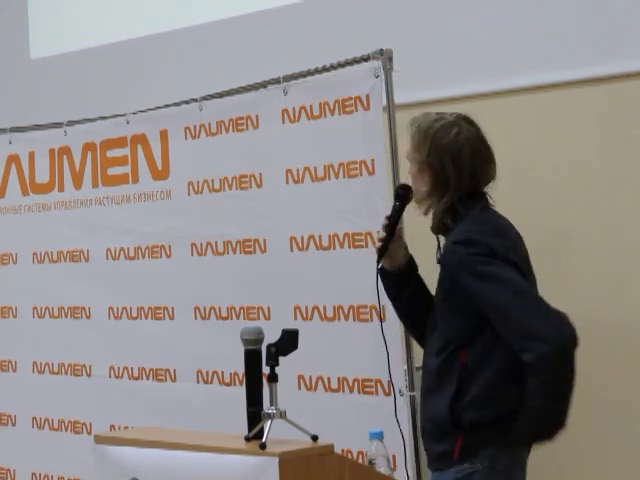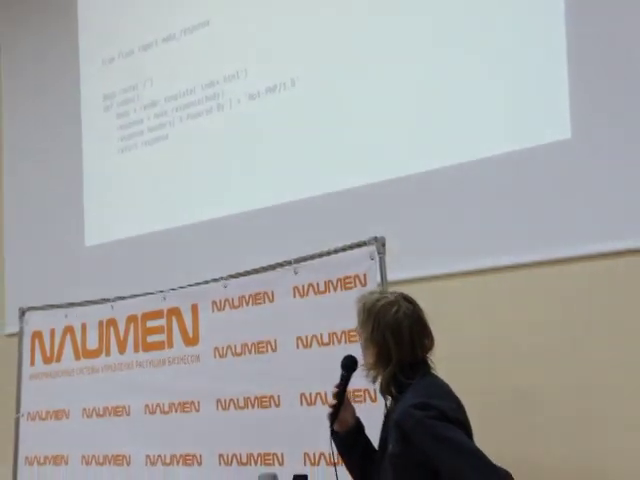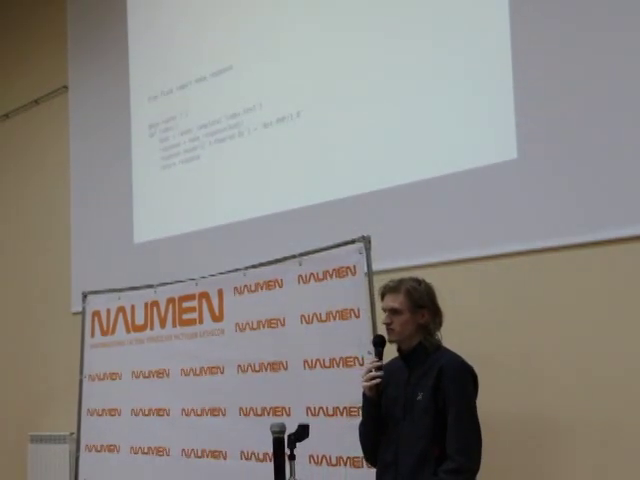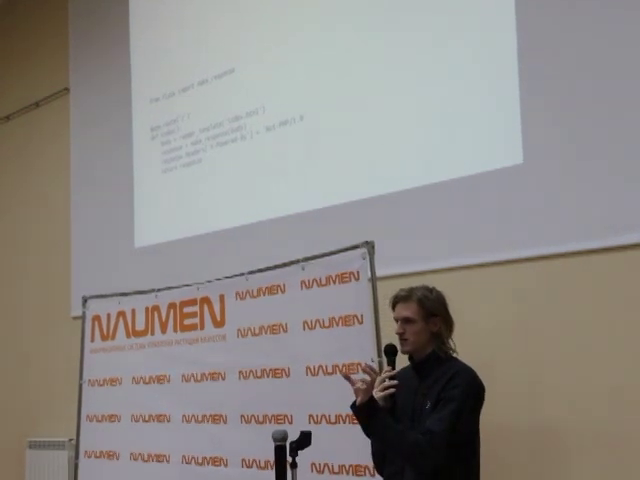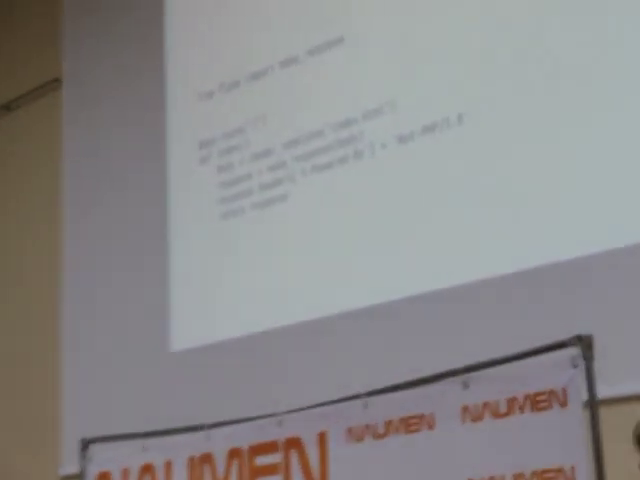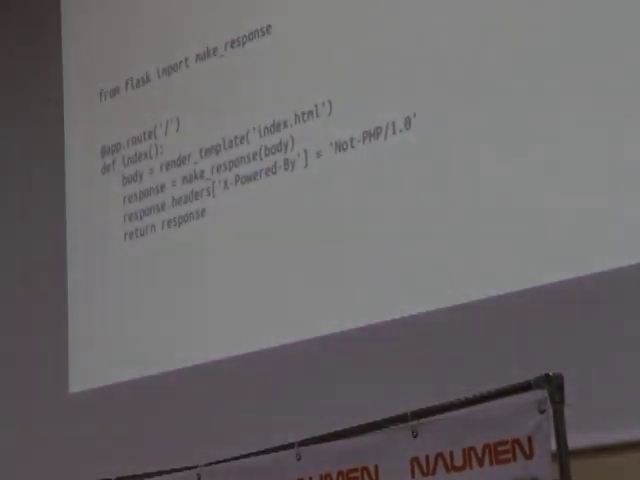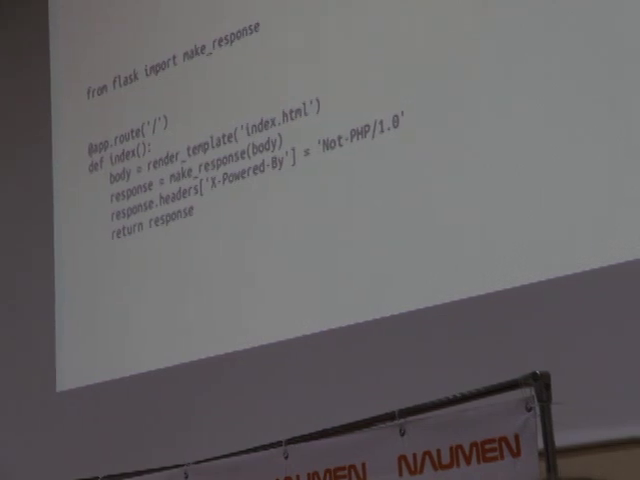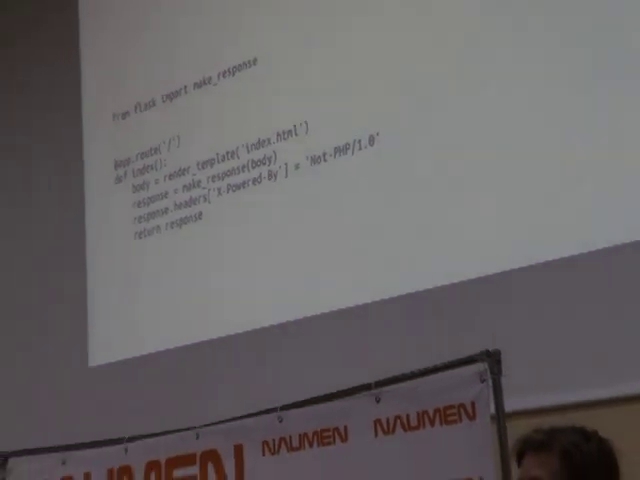So what do you do if you want to add a custom header to this? Option one is you do this. You import the function make_response, and then you wrap your return value with that make_response, and you get a response object you can modify. Alternatively, you can, like in Django, create the response object yourself by hand and then modify it. And then return it.